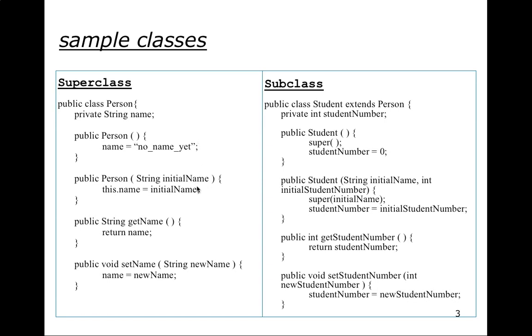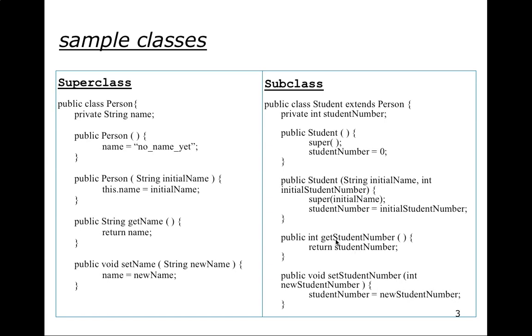So we have two constructors. Super with the name is running this one. Super with no name is running the default constructor. We're setting the name and we're setting the student number with this second one here. And we're taking it from when we created that instance of that object.